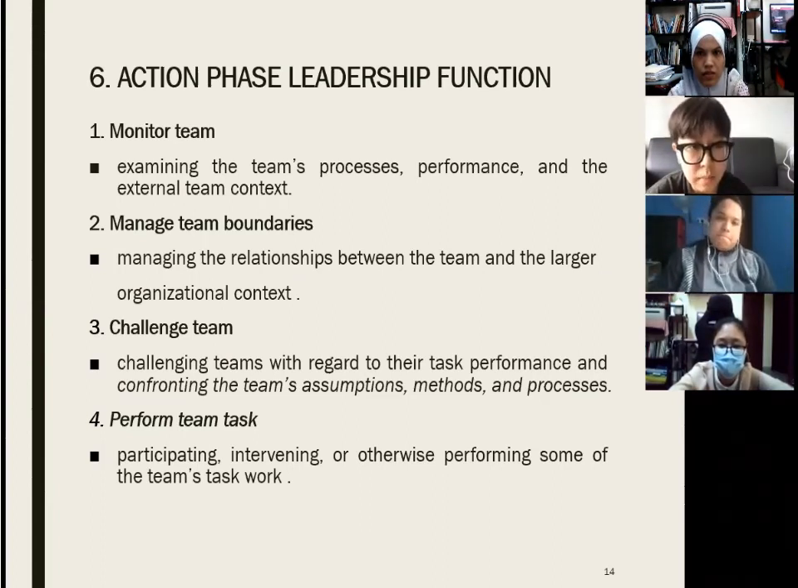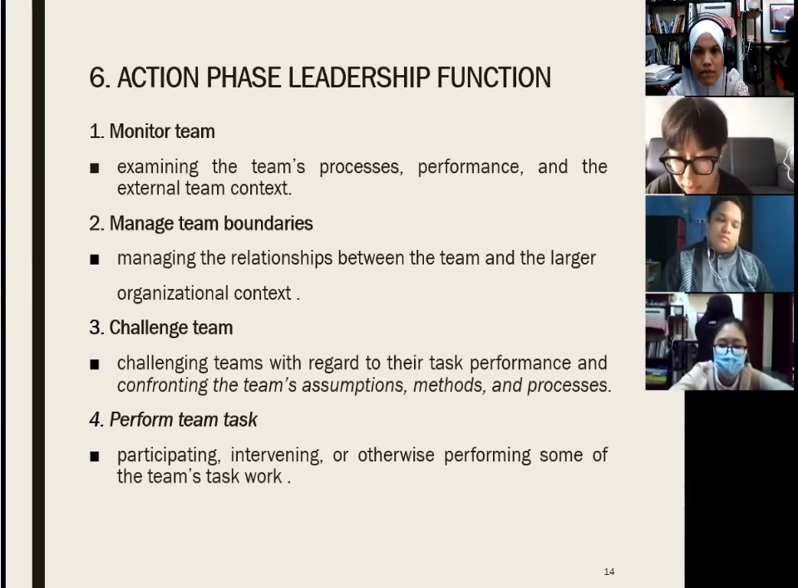The first is monitor team. This function refers to examining the team's process, performance, and the external team context. It includes monitoring and evaluating the team's progress towards task completion, the results available to the team's external environment, and team member performance.